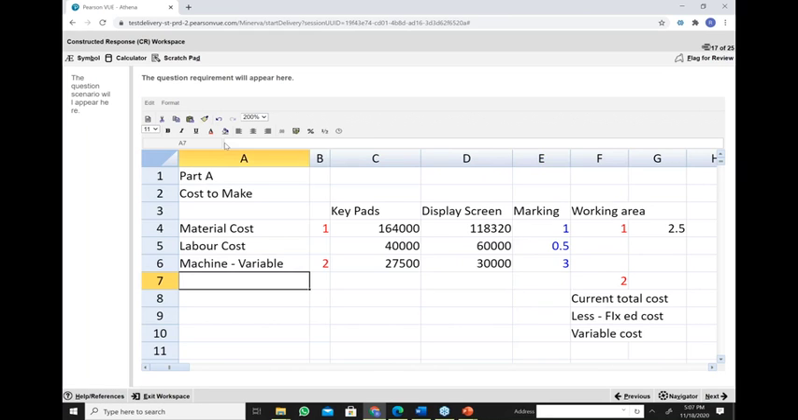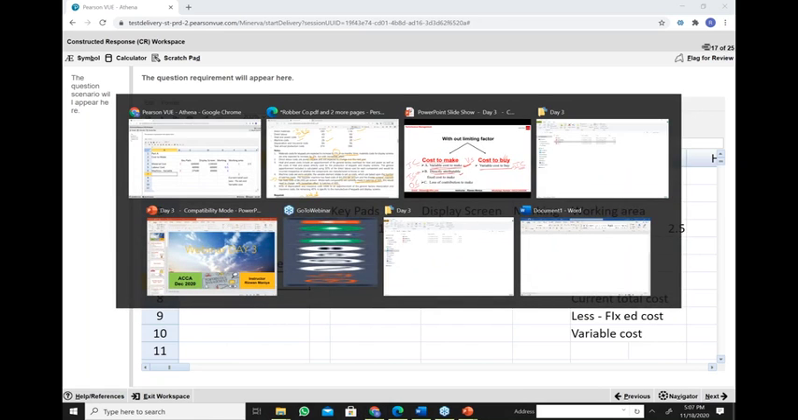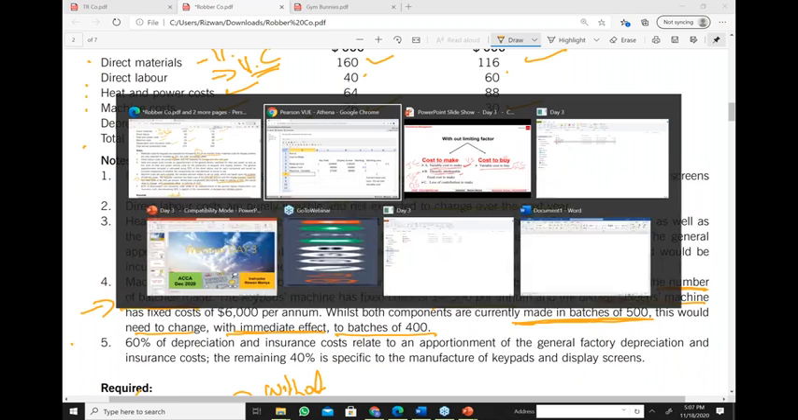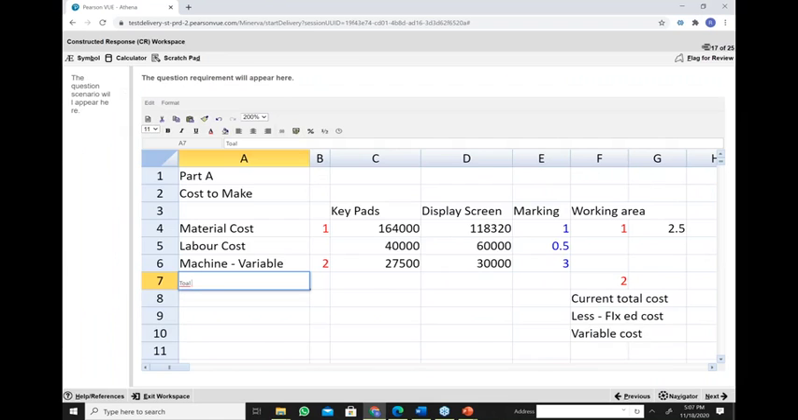Now, let's move on towards the next one. I think we are done with the entire variable cost, because the next what we have is depreciation and insurance. That is also a fixed cost. We are done with the variable cost here. So let's work out the total variable cost. Okay. Let's sum all.